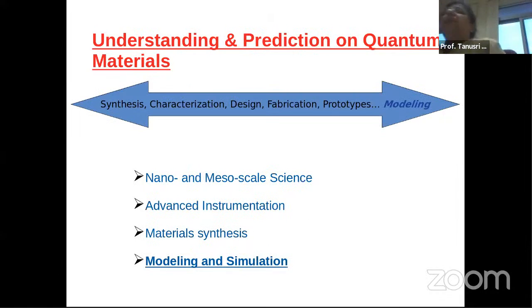So understanding and prediction of quantum materials is very vast and very broad. It starts with a variety of expertise like synthesis, characterization, design, fabrication, prototypes, and one of the major components in this entire workforce is that of modeling. So this involves various branches of science: nanoscience, mesoscale science, advanced instrumentation, material synthesis, which is a very important component, and modeling and simulation. We will focus in my talk on this last aspect, that is, modeling and simulation.